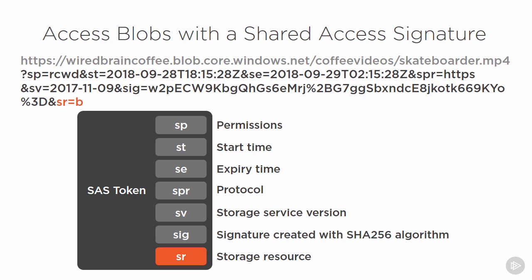The last parameter in the query string on this slide is the storage resource. In this case, the B stands for blob. Note that some of the parameters that you see on this slide are optional. You can create, for example, a shared access signature without a start time. Then the shared access signature is valid immediately. So, as you can see, a shared access signature is just another URL to access a blob. But it lets you define the permissions and also the interval over which it is valid.